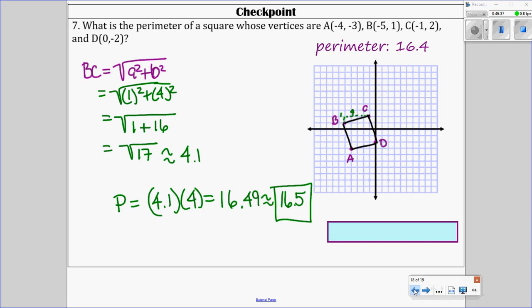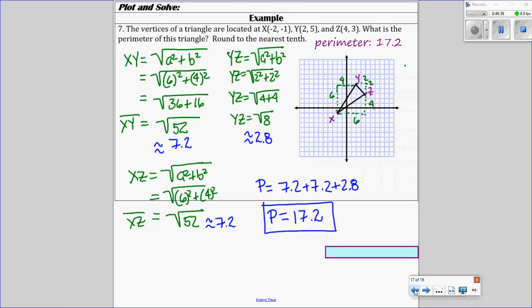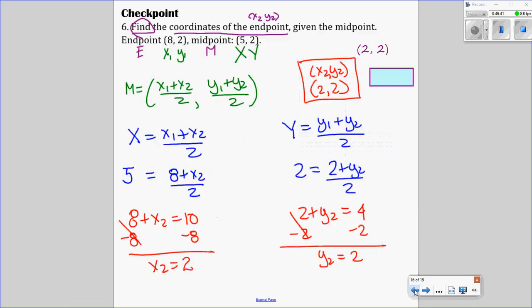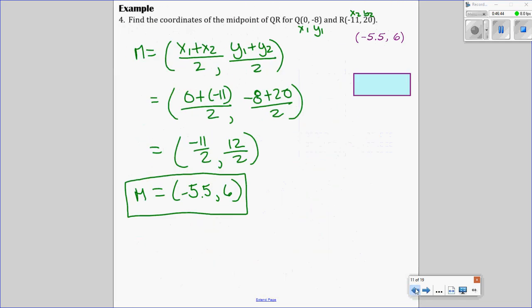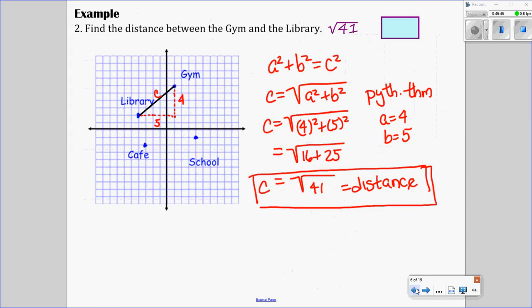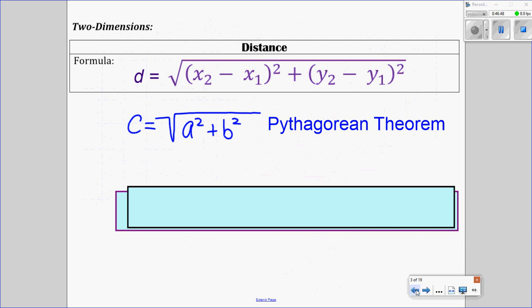All right. This was a long lesson. Now we're going to recap. What we learned was the distance formula and the midpoint for two dimensions. If they give you 2 points, you use this formula, d equals square root of x2 minus x1 squared plus y2 minus y1 squared. Or if you have a graph, you can use the Pythagorean Theorem. Find your rise over run, plug in your a and b, and then find your c, which represents the distance.